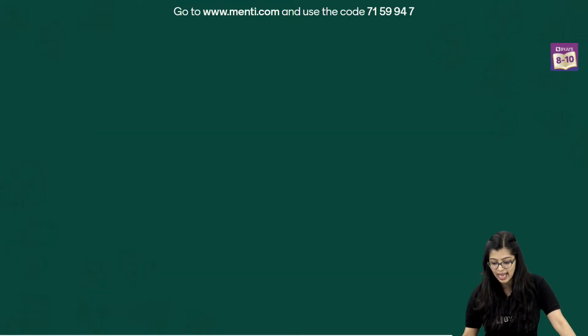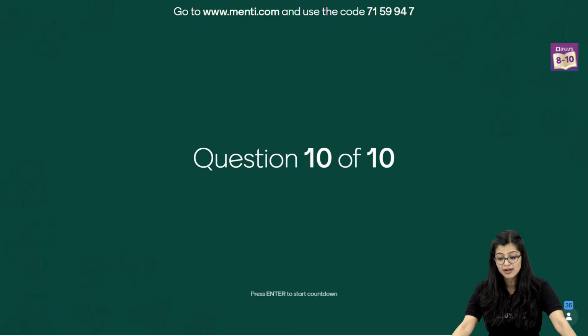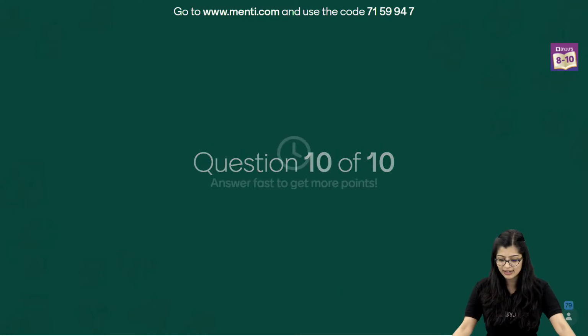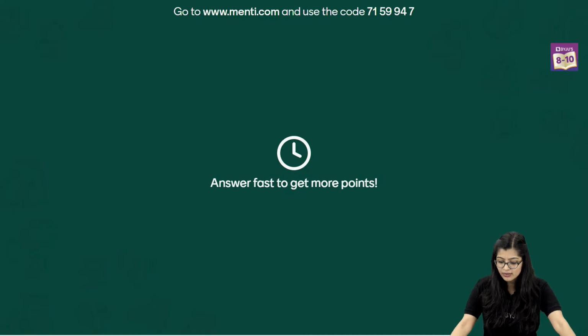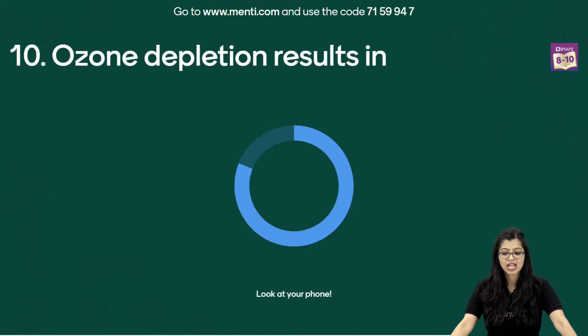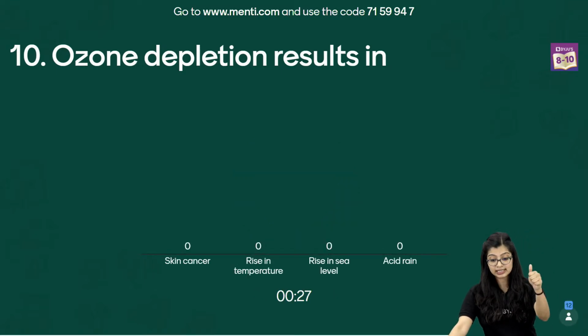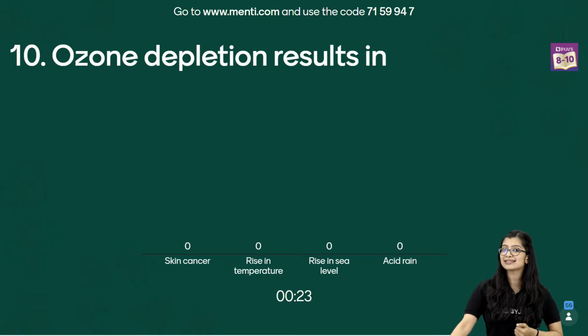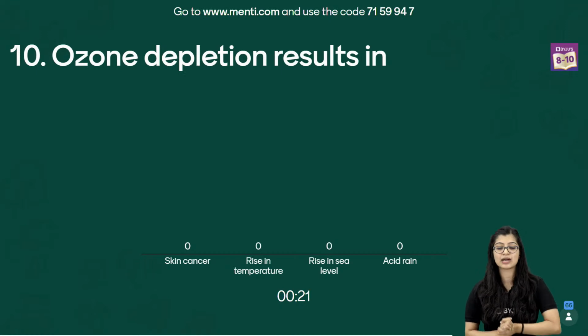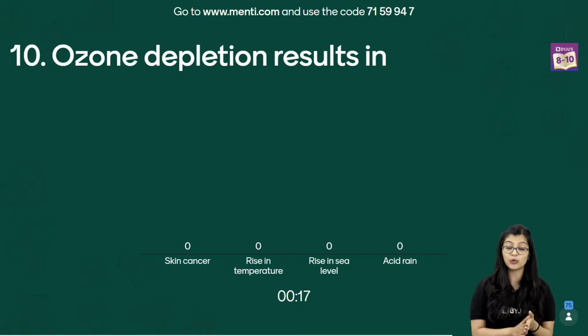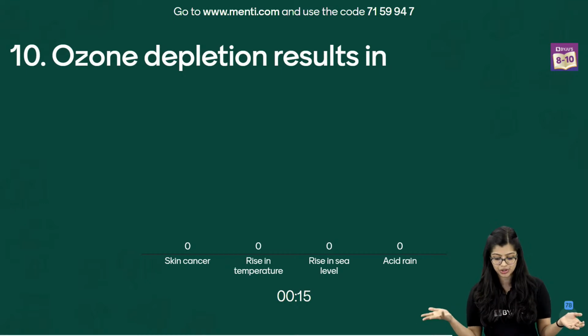Moving on, we have the next question up here. It's the last question of today's quiz. So let's have a quick look at what the question is. Ozone depletion results in. Very simple, very easy question. Does it result in skin cancer, rise in temperature, rise in sea level, or acid rain? Very quickly, guys, I want you to go ahead and answer. What do you think would result after ozone depletion?